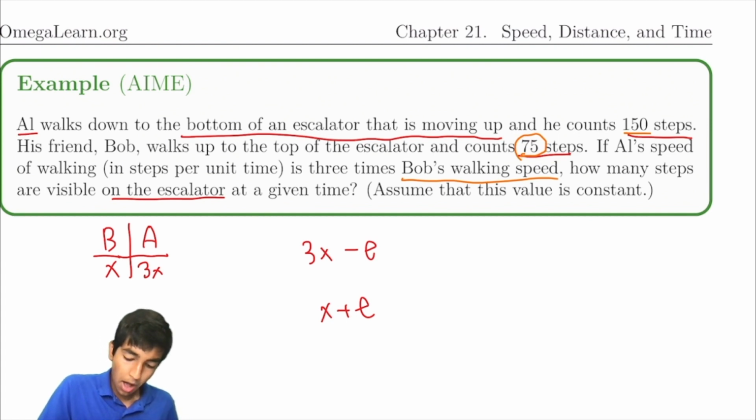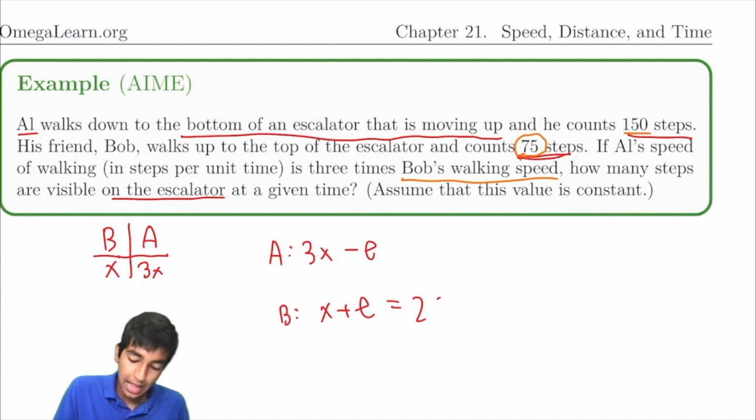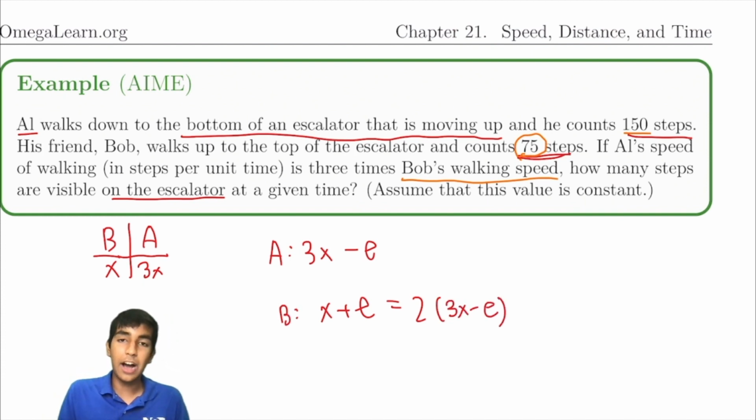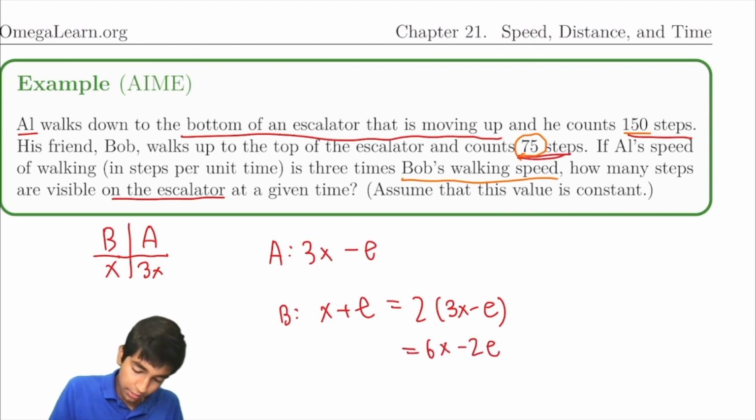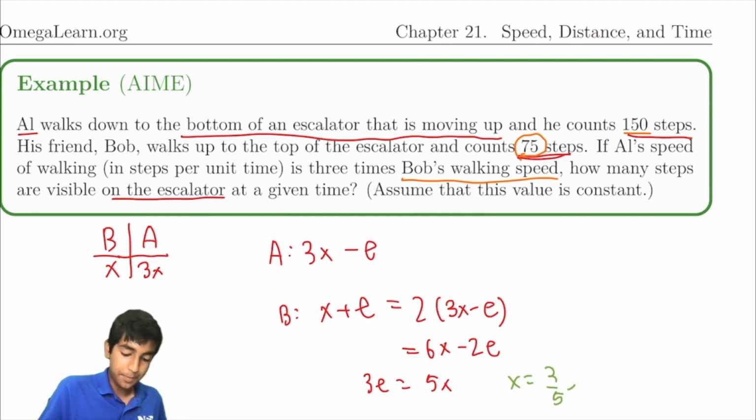So remember how Bob only has 75 steps. So Bob must have gone, along with the escalator's help, 2 times faster. So this must be equal to 2 times net. This is Al net, and this is Bob net. So Bob net is 2 times Al net, because Al is going down up. This is 6x minus 2e. We simplify, 3e equals 5x. So x is 3/5 times e.